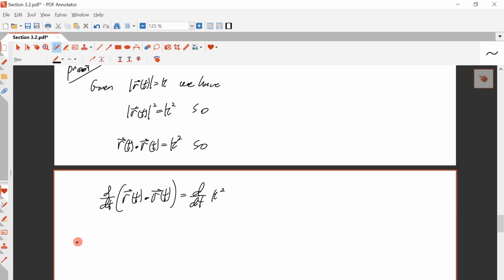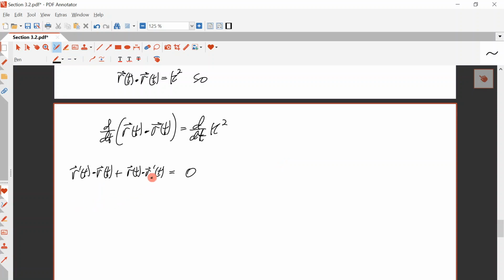Right, here we use the product rule. It's r prime of t dot r of t plus r of t dot r prime of t is equal to, well, the derivative of k squared is 0. K is a constant. It's not 2k, right? It's a constant squared, which is just a constant. So the derivative with respect to t, not k, is 0.